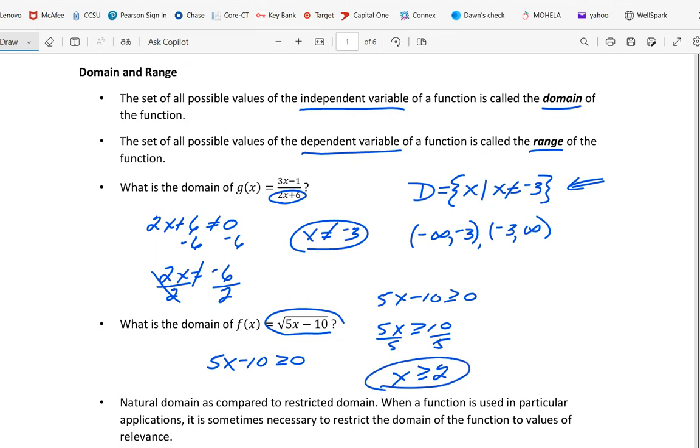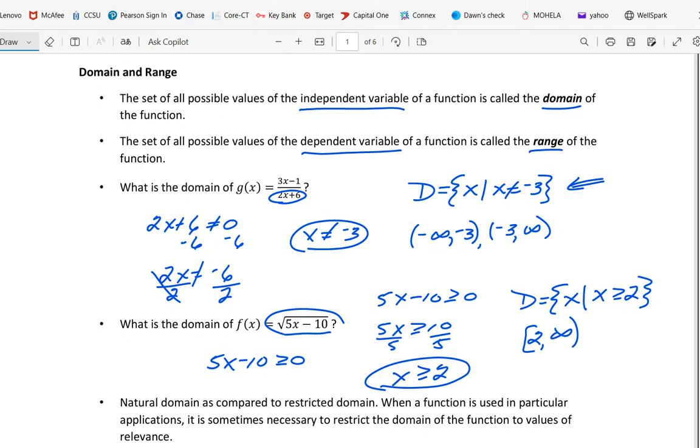There's my domain. x can be any number, except it has to be greater than or equal to 2. So my domain is the set of x values such that x is greater than or equal to 2. If I use interval notation, I'm going to use a bracket because x could equal 2, and it can be anything up to infinity. The parenthesis is there because we can't get to the end of it.